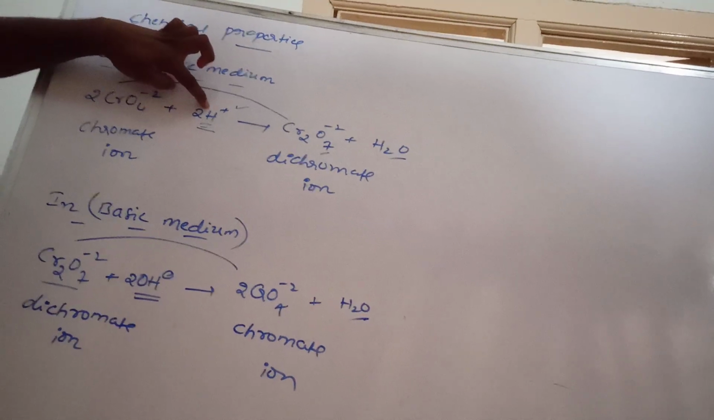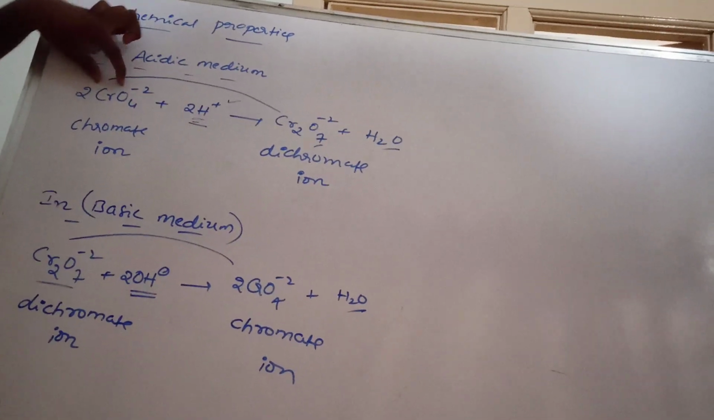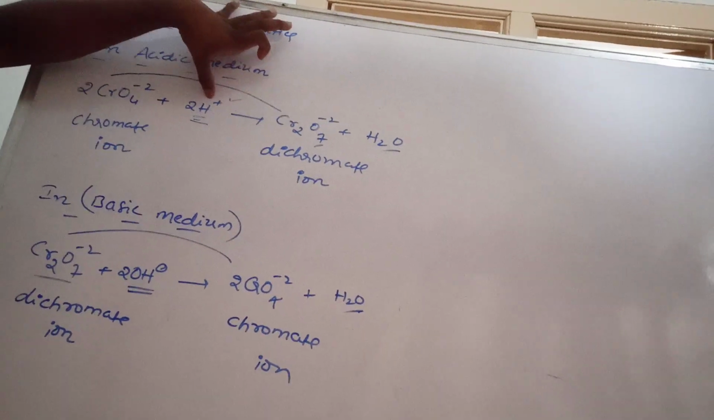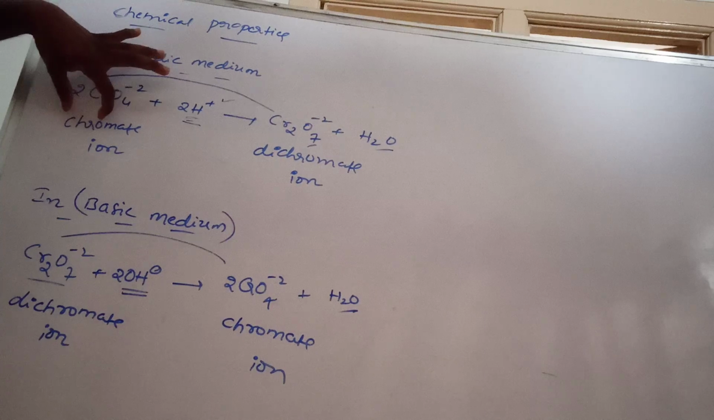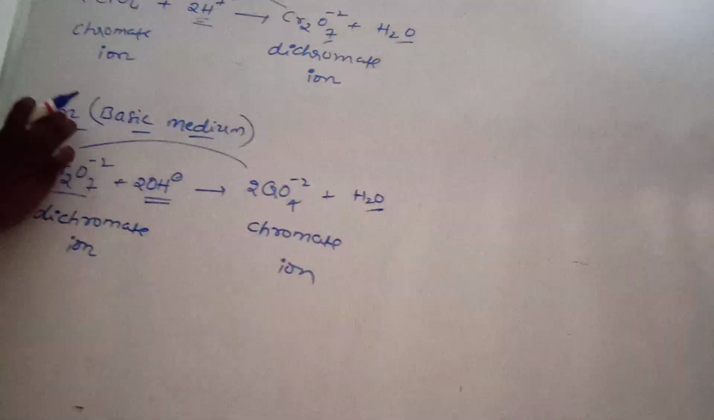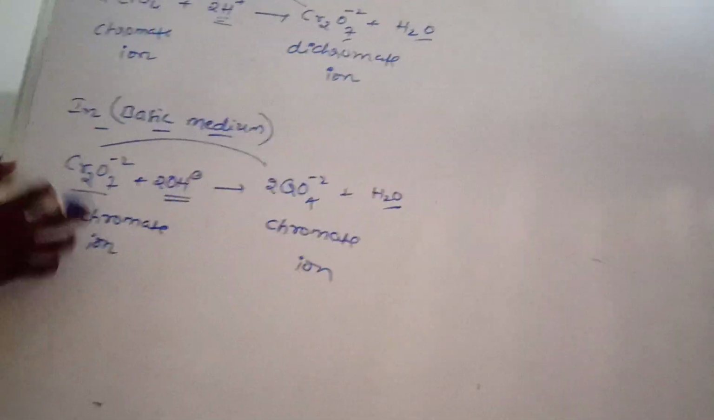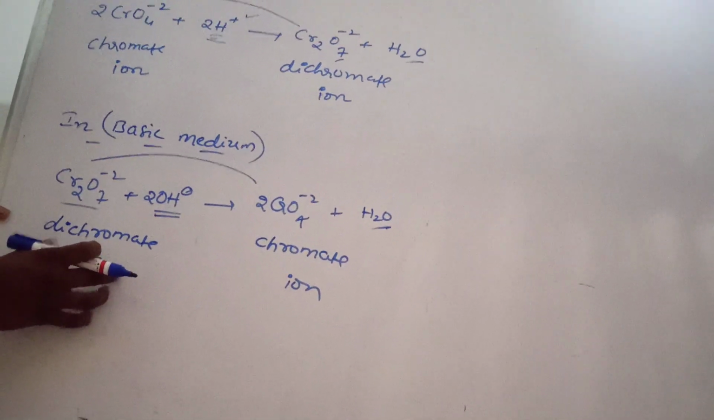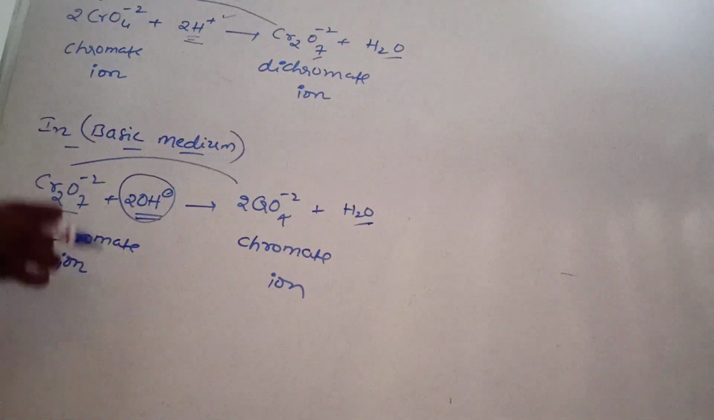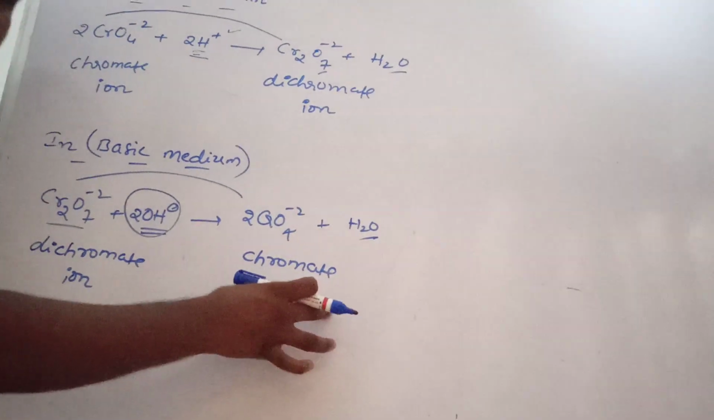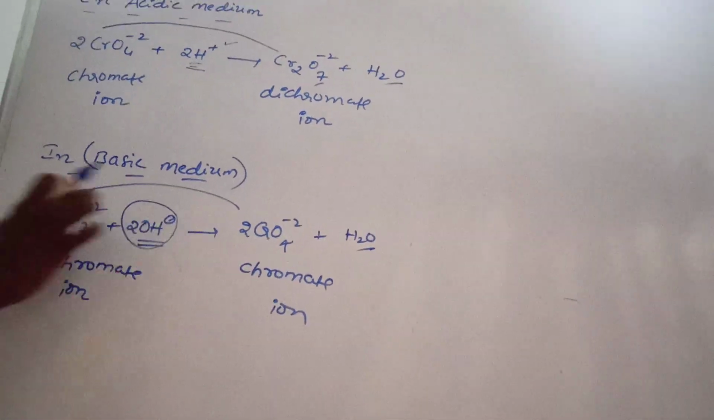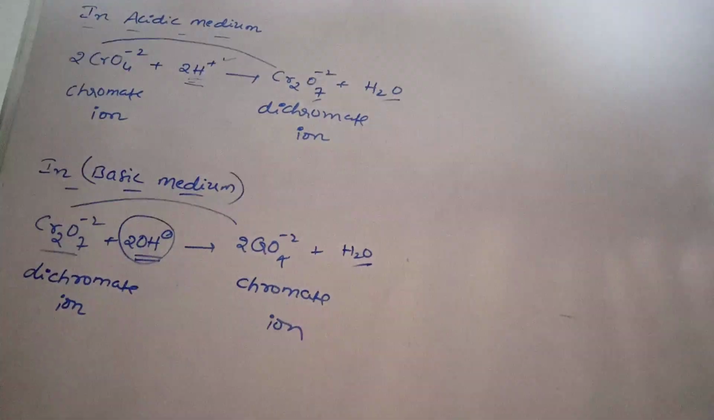In the presence of acidic medium, chromate ion is converted to dichromate. Not only here, anywhere if you observe acidic medium, immediately chromate is converted to dichromate. Next, in basic medium, dichromate ion, see the medium. Dichromate ion is converted to chromate ion, fixed. Furthermore, some reactions are there based on the medium. How it will change, I will explain.